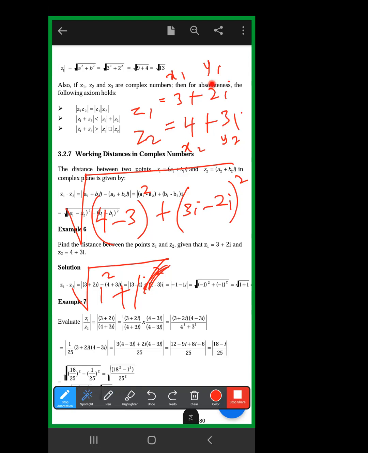Yes, sir. 4 minus 3 will give you 1 squared, and 3 minus 2 will give you 1. But don't forget the square at the top. So here will become square root. And what do you have here now? 1 squared is 1, plus 1 squared is 1. And that's how you have square root of 2.